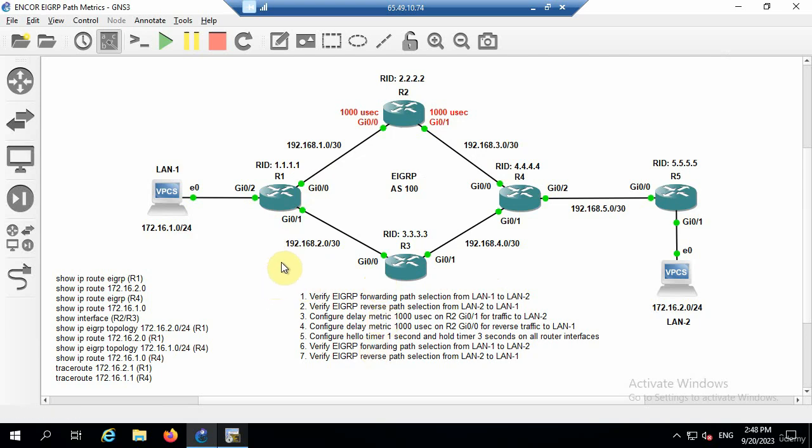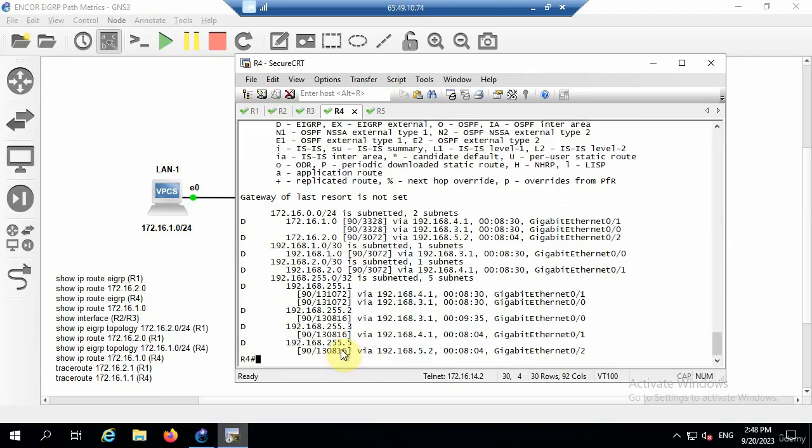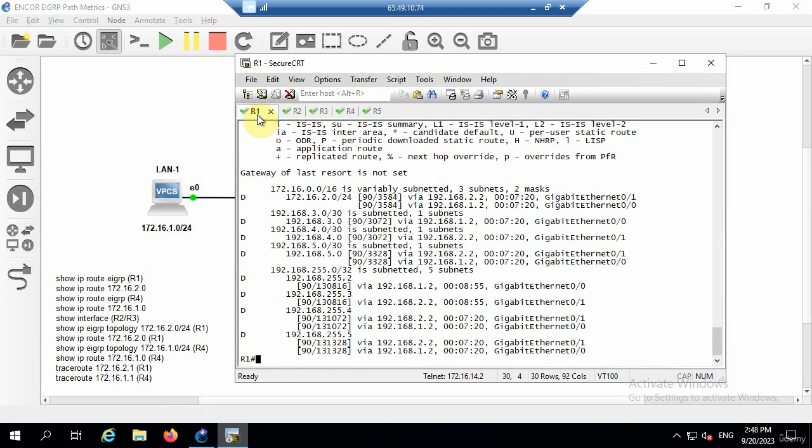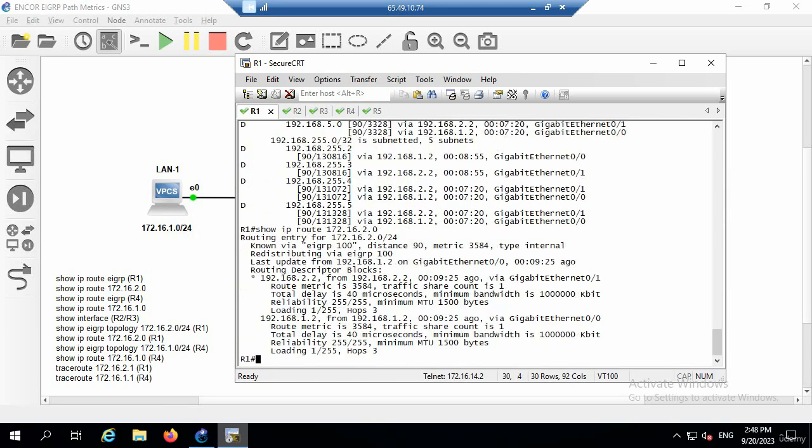The other command I can show you is show ip route, which has a little bit more information. So it's just show ip route 172.16.2.0. This is some additional information that's useful based on what your lab is, or if you're doing some troubleshooting. I'm on R1, so this is the LAN 2 route. It's got a distance of 90, which is standard for EIGRP, of course. It's an internal route. There's the metric, and EIGRP 100 is the process.